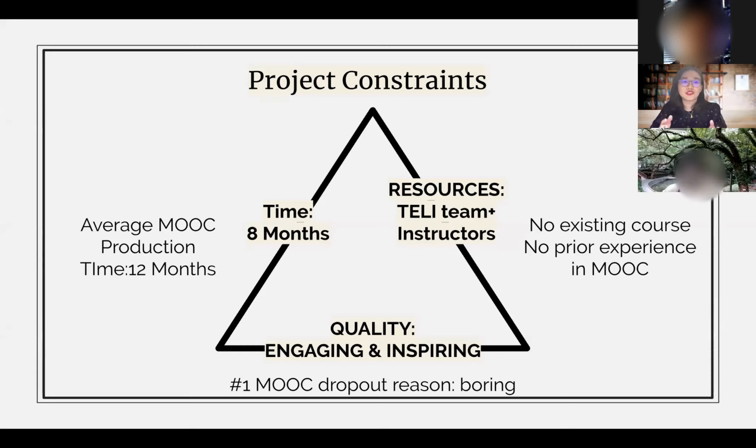Again, to use my little triangle to illustrate the constraints we were facing: usually an average MOOC production takes about a year, around 12 months. But because we were catching up with the schedule of the whole professional certificate program, we only had 8 months to deliver this project. In terms of resources, we had the regular team and 2 really excellent instructors from the Faculty of Business, but there was no existing course that we could make reference to. These 2 teachers teach business ethics and company law, but this was the first time they taught something with a specific focus on fintech and ethics.